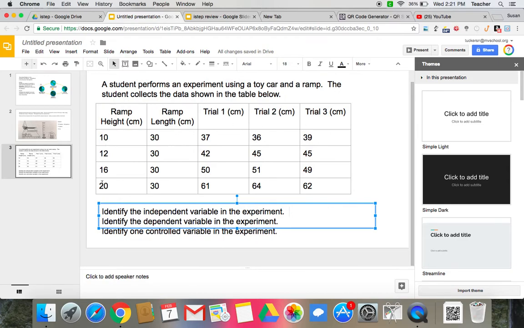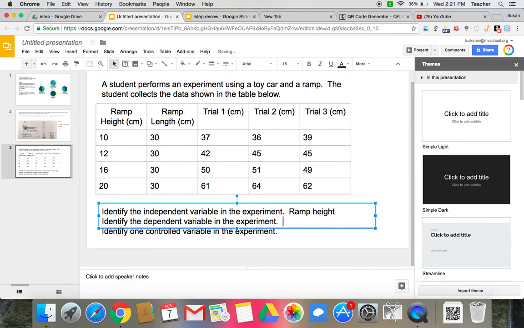So I'm looking over here at this column right here, the ramp height. 10 centimeters, it changed to 12 centimeters, and then changed a couple more times. So the one thing that definitely changed was the ramp height. Second one, identify the dependent variable.